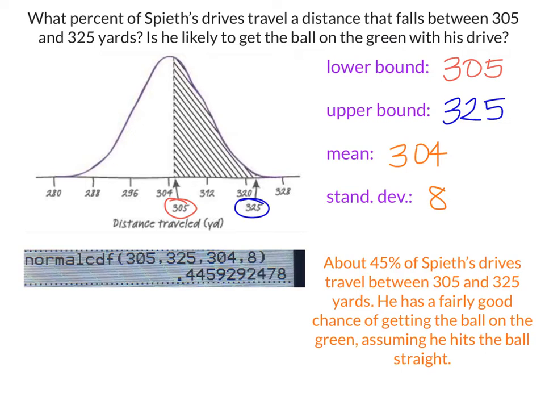So he has a fairly good chance, a little less than a 50% chance, 50-50 shot, of getting the ball on the green, assuming he hits the ball straight. But I don't know anything about golf, so maybe one of you can educate me, or not.